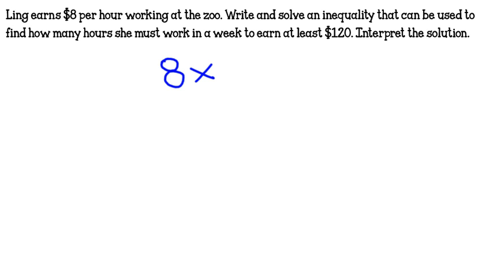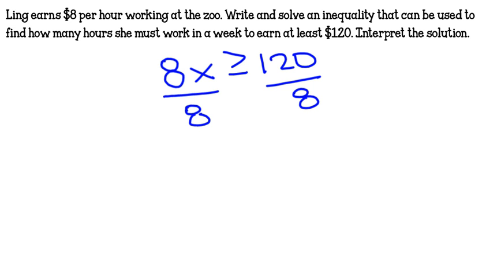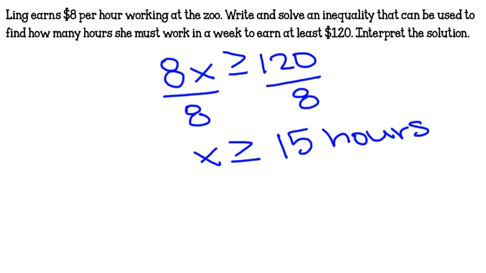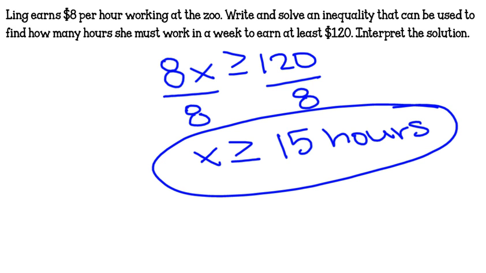So she could make $130. So we're going to do greater than or equal to $120. And then we divide both sides by 8. And we get X is greater than or equal to, and 120 divided by 8, she must work at least 15 hours. I circle it, and that's my answer.